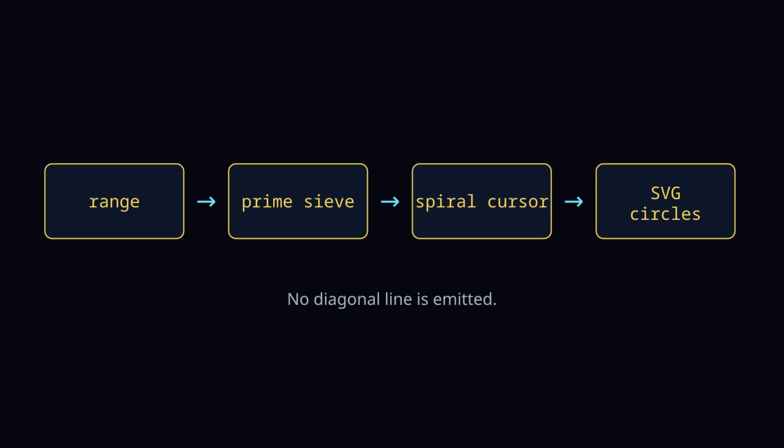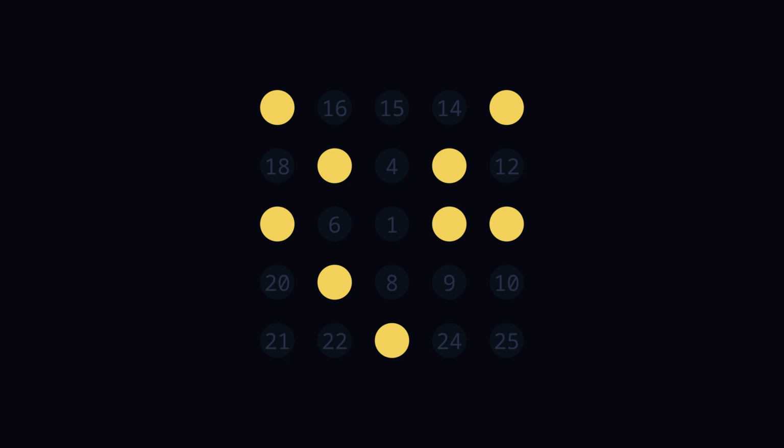The complete image comes from 4 cooperating ideas. Side length defines an integer range. The sieve classifies every value. A compact cursor places those values on an expanding square. The render loop emits circles for the primes. No diagonal is explicitly encoded. The visible tracks emerge when a one-dimensional arithmetic property is reorganized in two-dimensional space. That is what makes the Ulam spiral both a mathematical diagram and a compelling generative artifact.